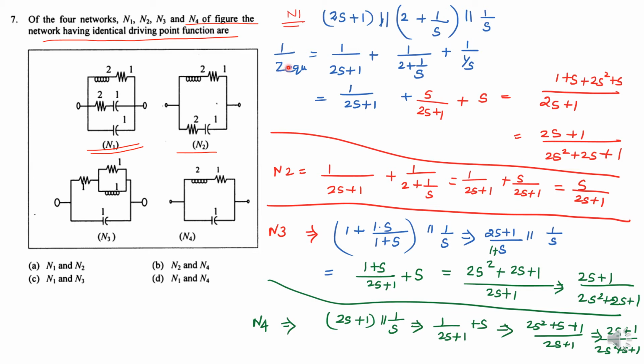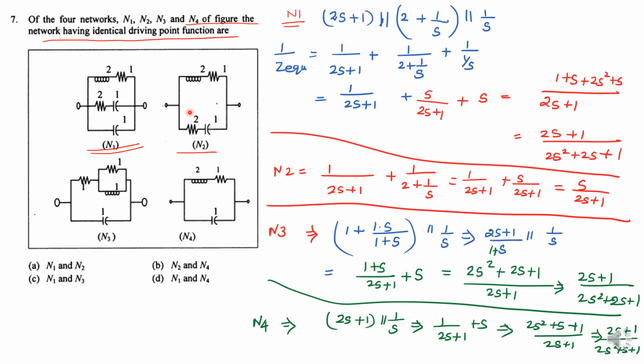1 by Z equivalent is 1 by 2s plus 1, plus 1 by 2 plus 1 by s, plus 1 by s. So here 1 by 2s plus 1, plus s by 2s plus 1, plus s. Then take the LCM. Which one is common? 2s plus 1. So 1 plus s into 2s plus 1, so 2s square plus 2s plus 1. Here this is 1 by Z equivalent. I am going to find Z equivalent, so the inverse of this value, that is Z equivalent, 2s plus 1 divided by 2s square plus 2s plus 1.